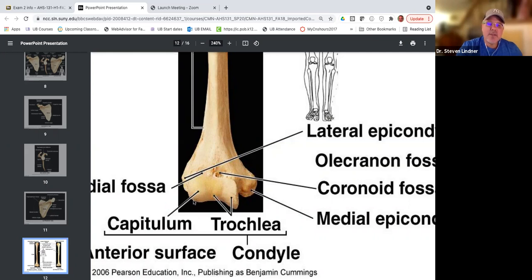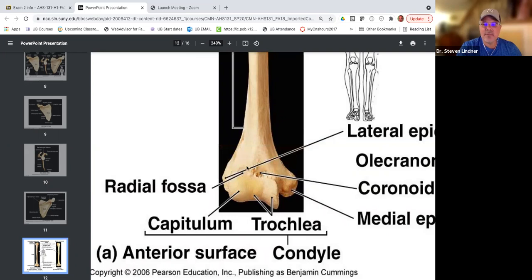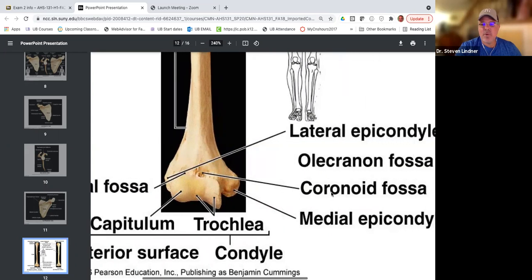Now, because the radius articulates with the capitulum, when you flex your elbow, the head of the radius is going to fit right into this radial fossa, this depression. The radial fossa is a smooth depression for the head of the radius. This fossa above the trochlea is called the coronoid fossa. And the coronoid fossa is a depression for the coronoid process to fit in. The coronoid process is of the ulna.